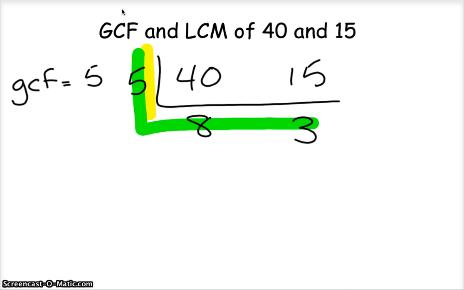And our least common multiple is going to be 5 times 8 times 3. In that case, our least common multiple, 5 times 8 is 40. 40 times 3 is 120. So there are our two.